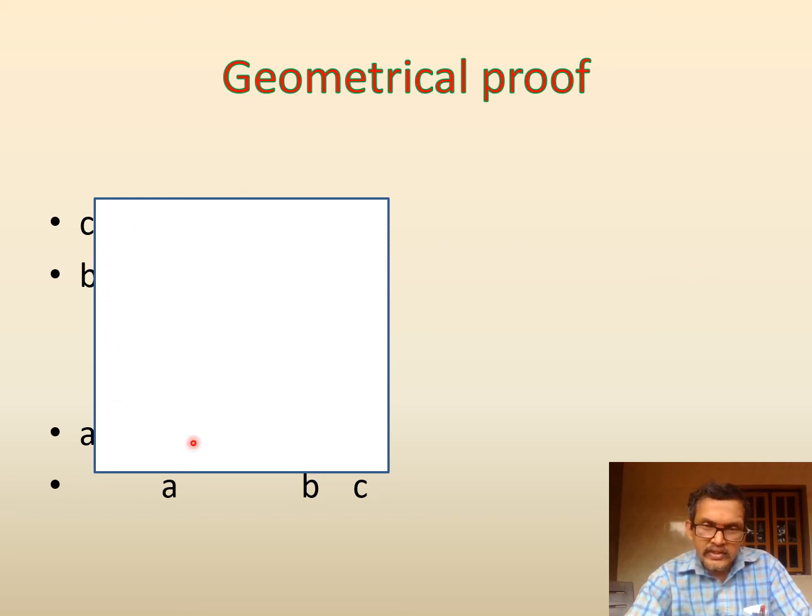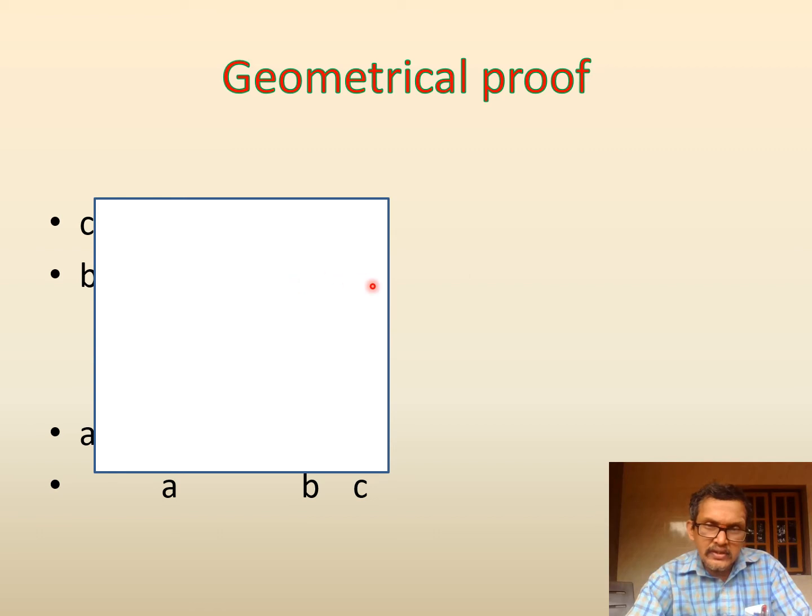Here a square is there. This length is A, this is B, this is C. So the total length is A plus B plus C. This side is also A plus B plus C. You know that the area of a square is side into side. So the area of this big square is A plus B plus C into A plus B plus C, that is nothing but A plus B plus C whole square.